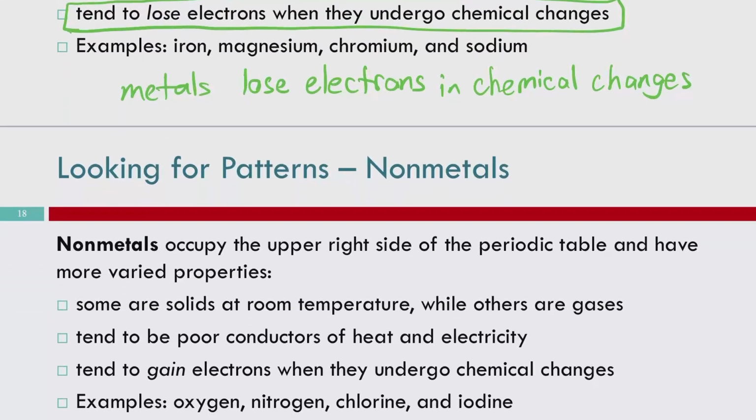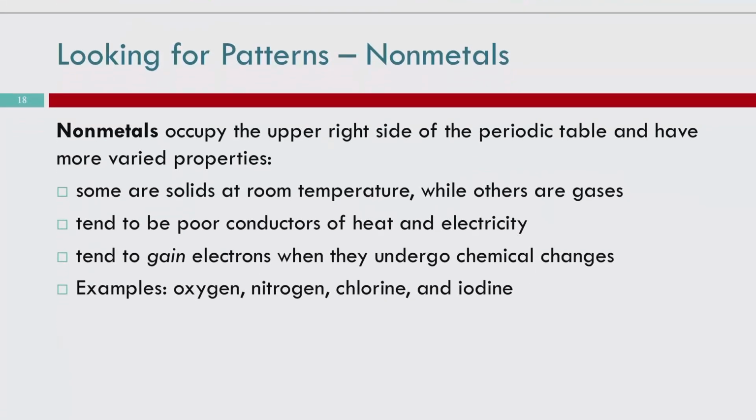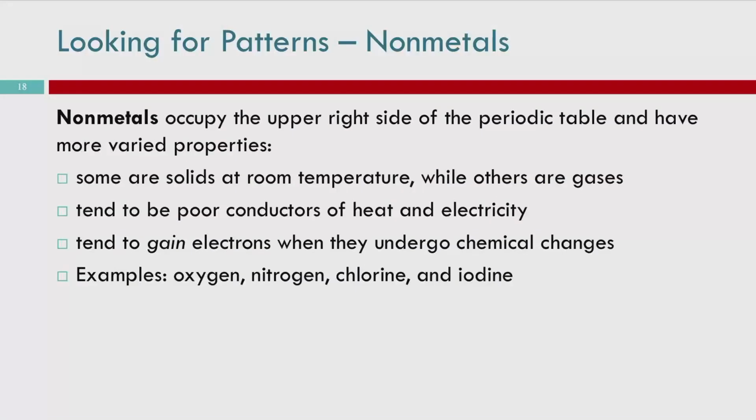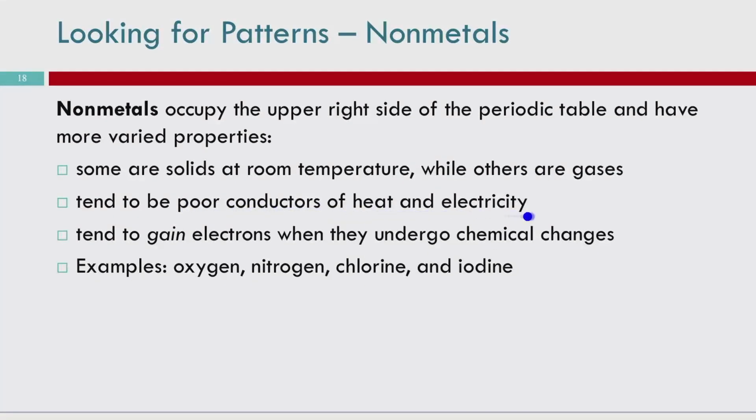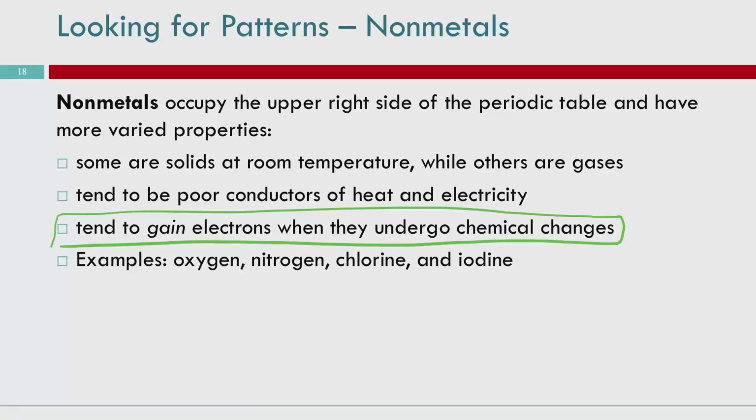Our nonmetals, on the other hand, the upper right side of the periodic table, have more varied properties. Some of them are solids at room temperature. Many of them are gases. These tend to be poor conductors of heat and electricity. Also, they're gases, so they wouldn't conduct heat and electricity very well anyway. And they also tend to gain electrons when they undergo chemical changes. So nonmetals gain electrons in chemical changes.